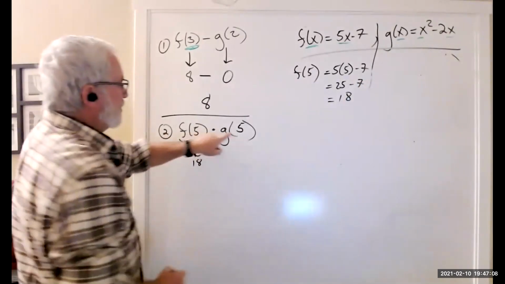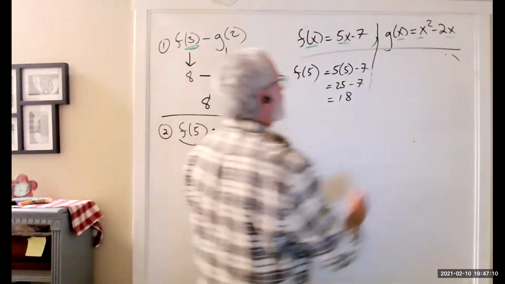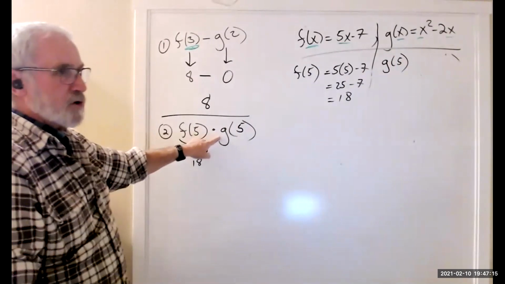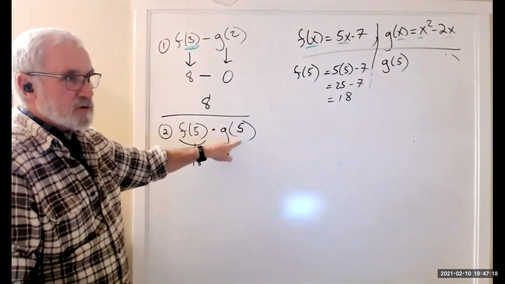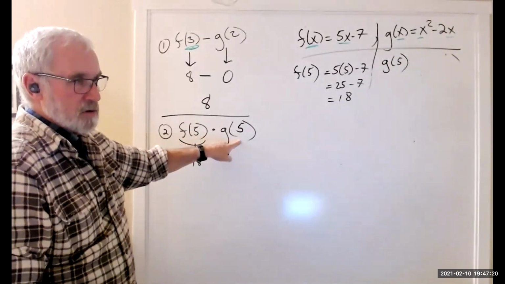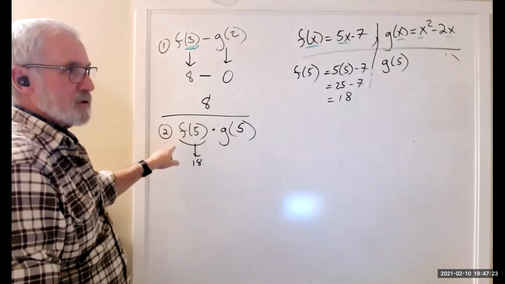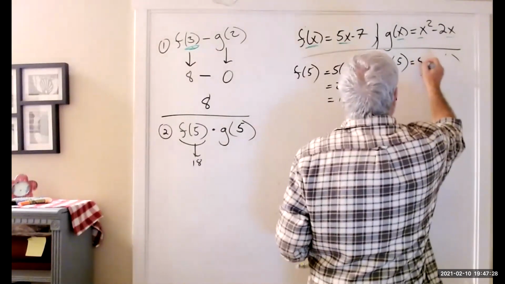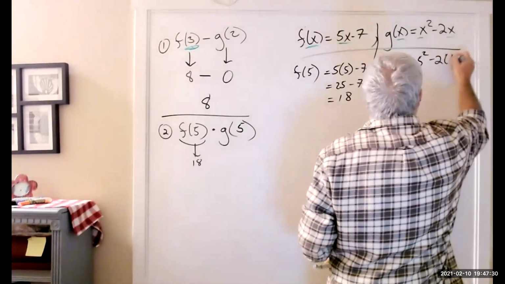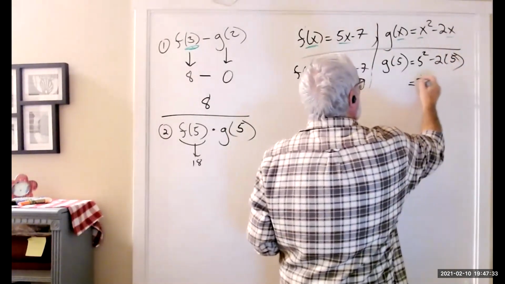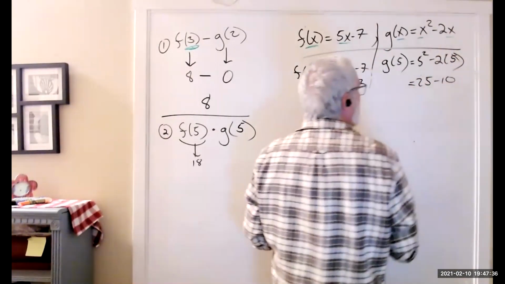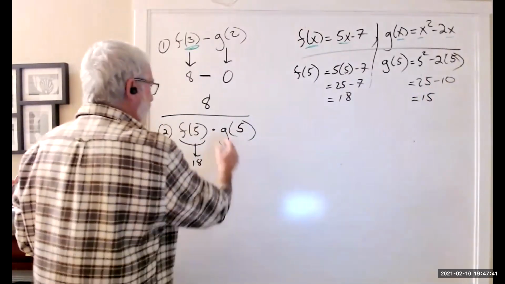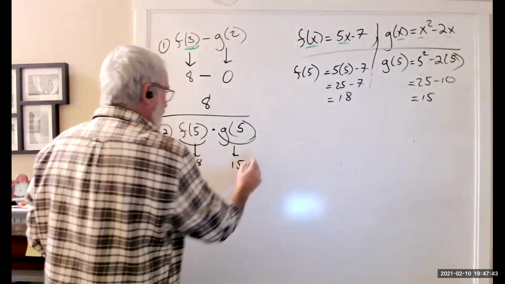Now we move to the g function. This time we're going to find g of 5. Again, it says look at the g function and plug in 5 for the variable. Remember, g and f are its names. x is the variable, or r, it doesn't matter. So this is going to be 5 squared minus 2 times 5. 25 minus 10. 15. So g of 5 turns out to be 15.